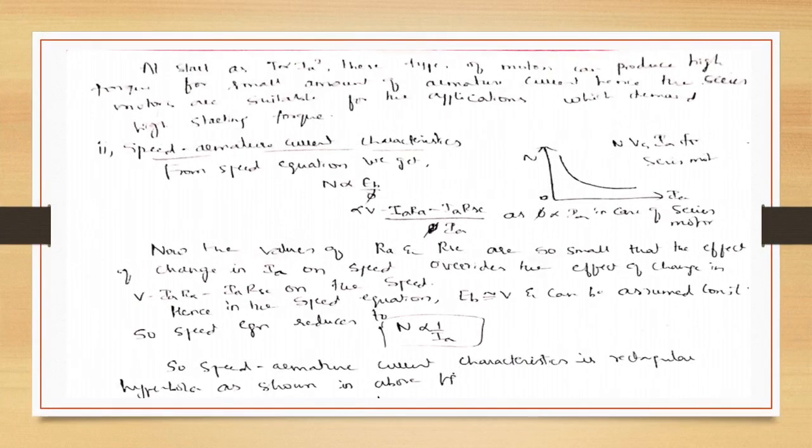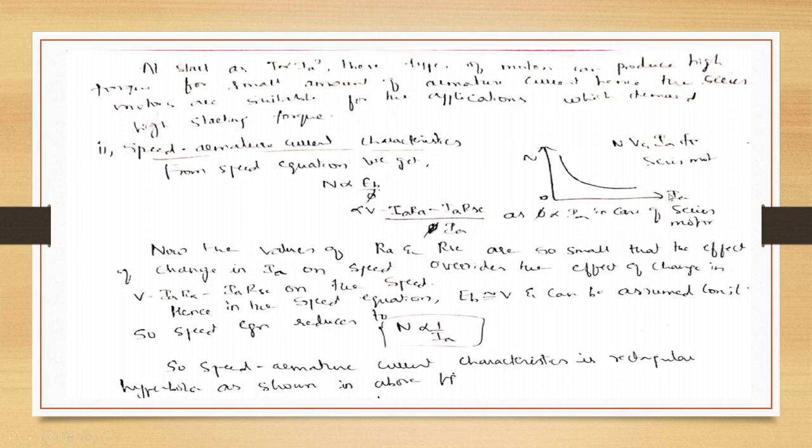Now let us see the speed armature current characteristics. From the speed equation, speed is proportional to EB by phi, and it is proportional to V minus IaRa minus IaRsc by Ia. Phi is proportional to Ia, so in place of phi I am writing Ia here. So speed is inversely proportional to Ia. Ra and Rsc values are so small that the effect of change in current on speed overrides the effect of change in V minus IaRa minus IaRsc on the speed. So in the speed equation, EB is nearly equal to V, and it is assumed to be constant. So we can write speed is inversely proportional to Ia.